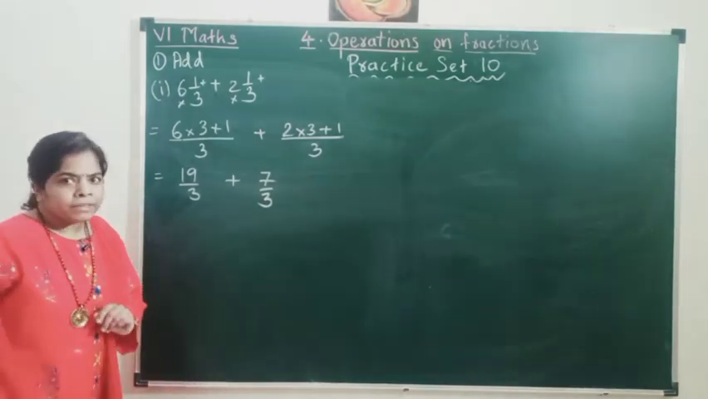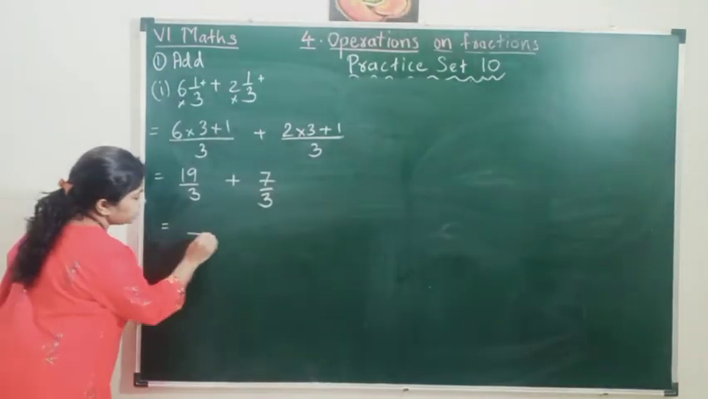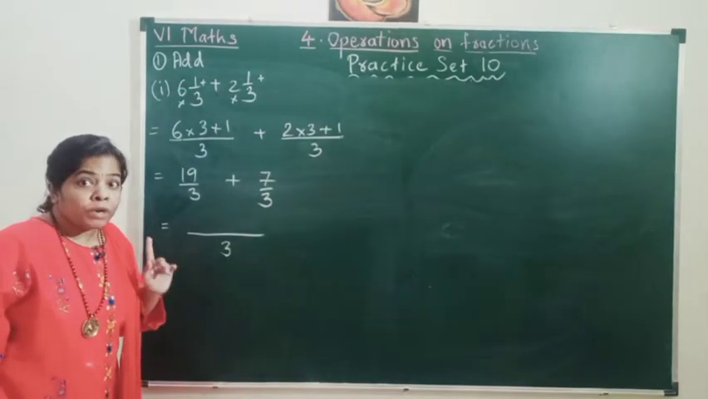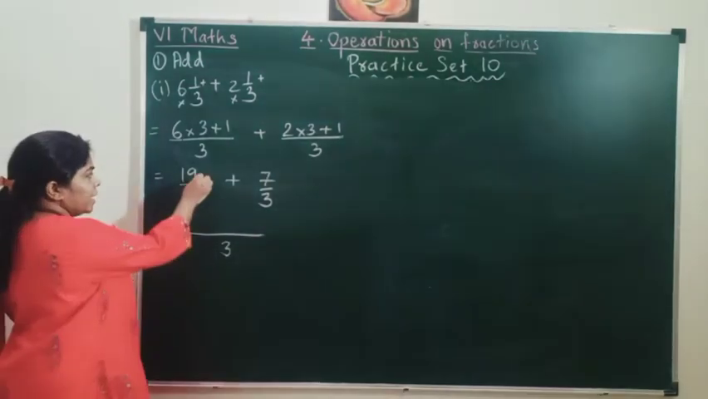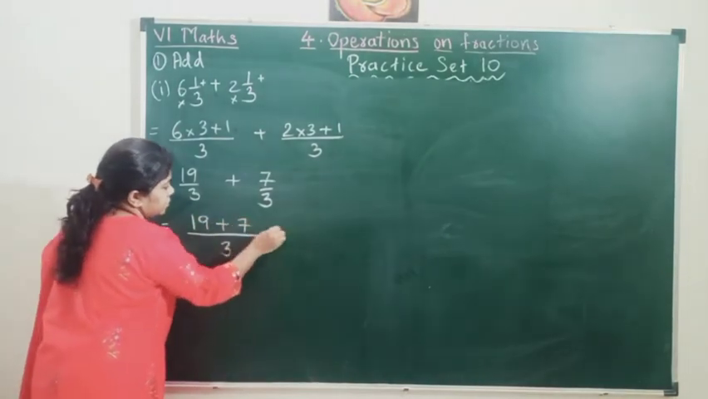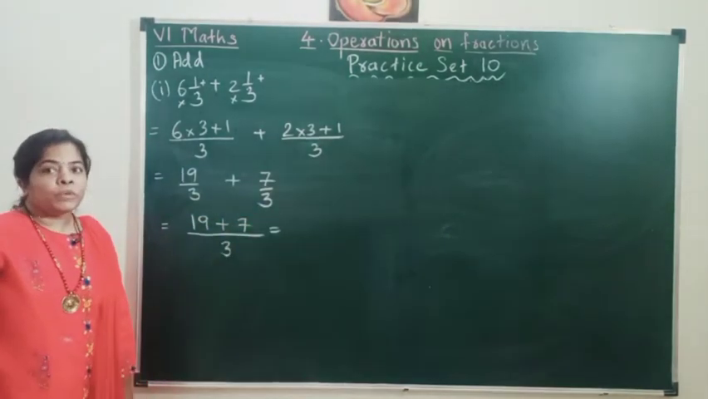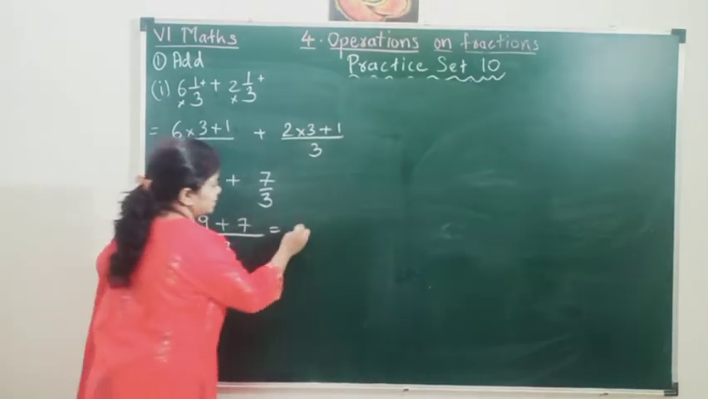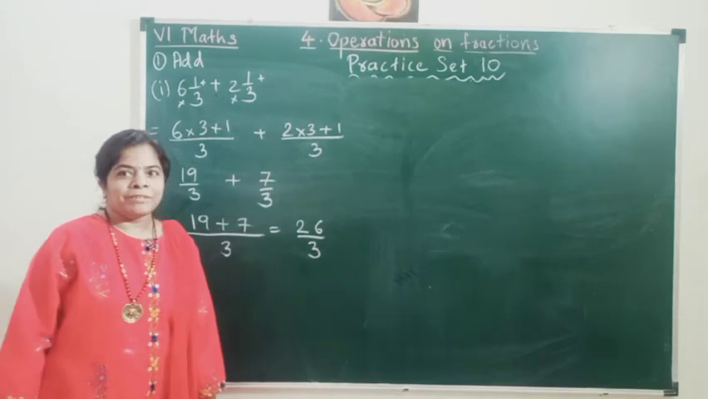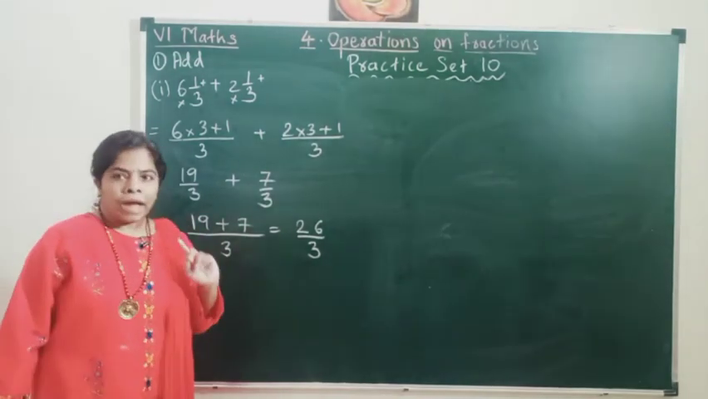Now the denominators are same. We'll take a common denominator. This we can do only for denominators, children. 19 plus 7. 19 plus 7 is 26, children. You can add and see for yourself. So this is your answer.